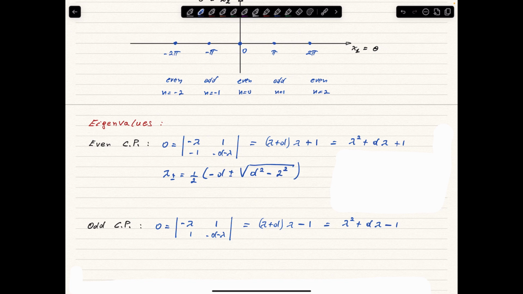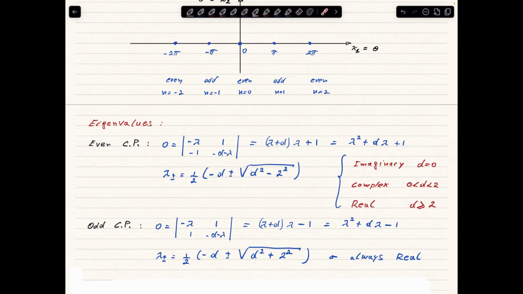And then the eigenvalues for this case are gonna be 1/2 of -d plus minus the square root of d squared minus minus plus 4, so plus 2 squared. So you see that's the only difference. This negative sign becomes plus sign because of this negative and this positive. All right. But in this case, we always have real roots. But here it's not, it depends on d.